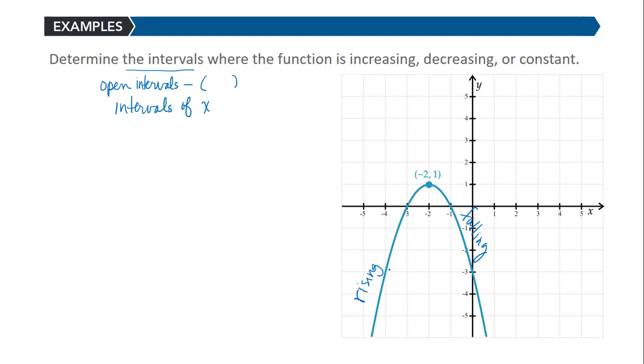So we have to think about, well, where did that change occur? The change between rising and falling occurred at this point, (-2, 1). So our function is increasing on the interval to the left of (-2, 1). So we say that is from negative infinity to the x value of -2 with parentheses. Then the function is decreasing to the right of (-2, 1). So that is -2 to infinity with open parentheses.